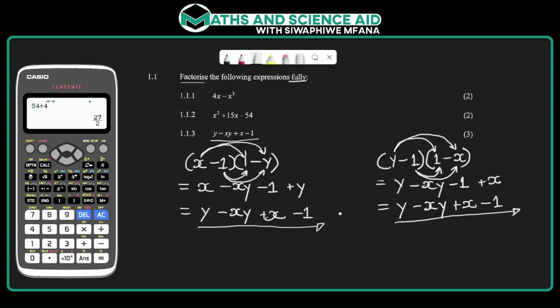And so we have just proven that if we expand our factorized expression, we are able to get the original expression we started with back. And we have also shown that both of these answers or factorized expressions are correct.